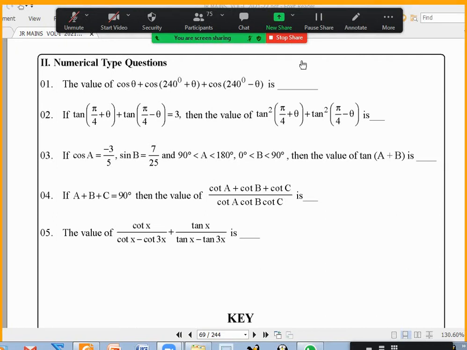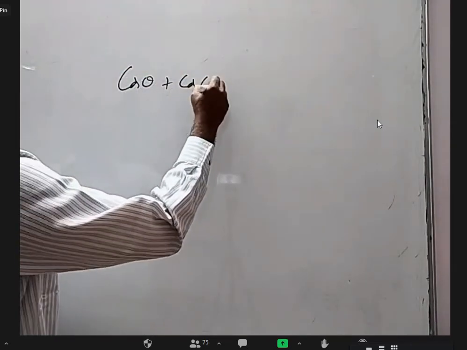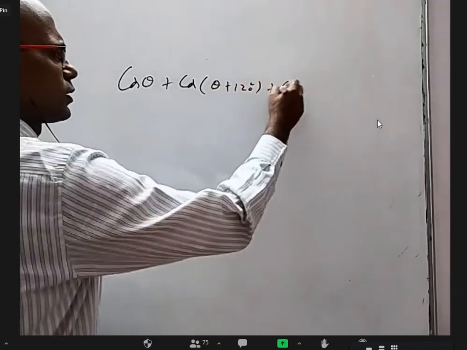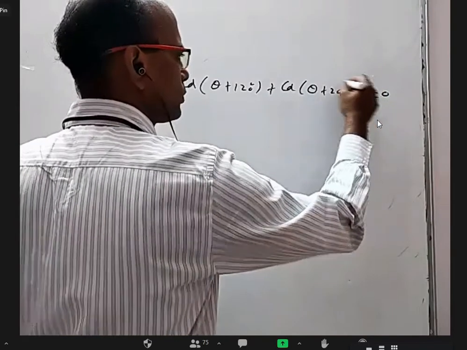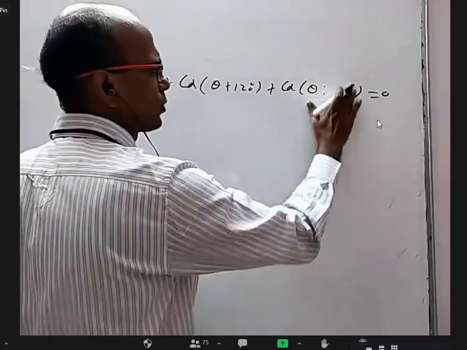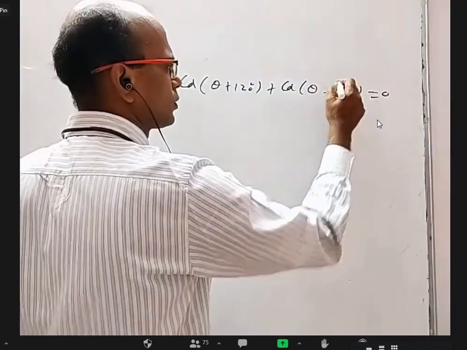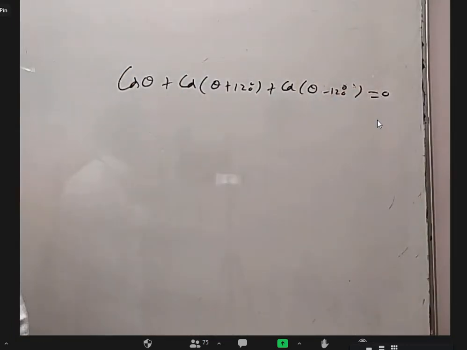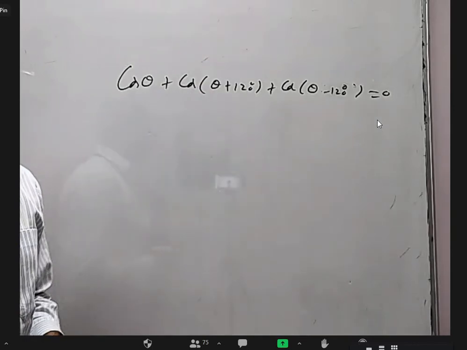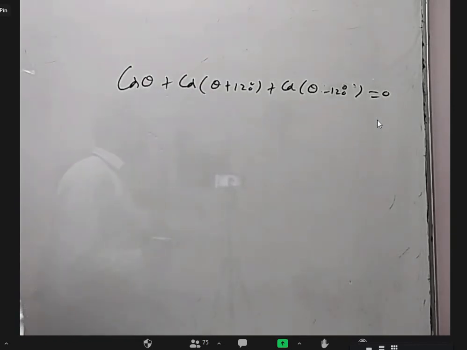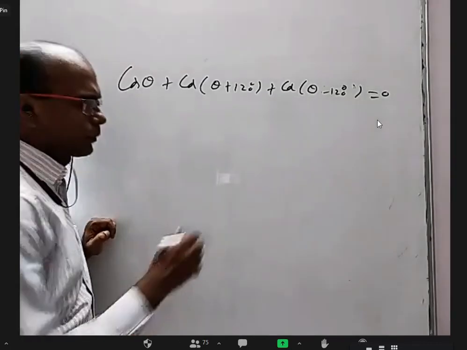Okay, I'll do the numerical first question. Before that, almost a similar one, a small thing I want to say. You may find a question like this: cos theta plus 120 degrees plus cos theta plus 240 degrees equal to 0. Or instead of 240, you may find theta minus 120. Or you may find 120 minus theta. This is equal to 0. We'll do some formula and we'll do it. But I want to give you some visual idea.